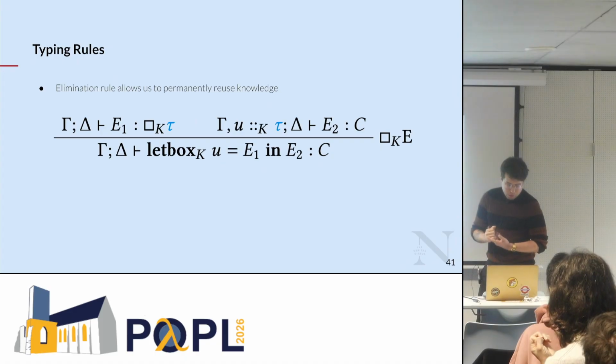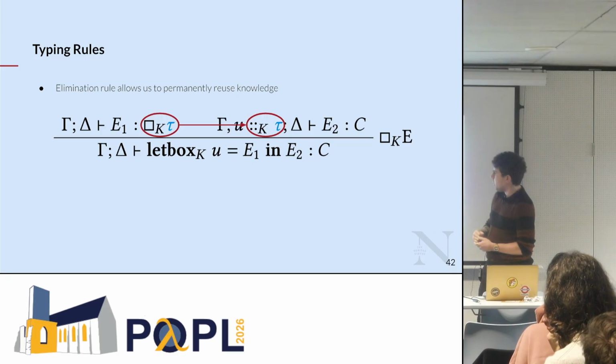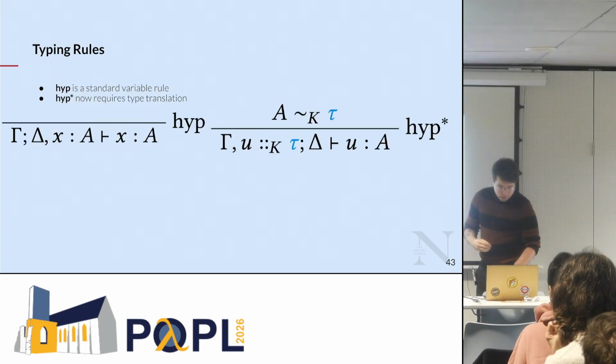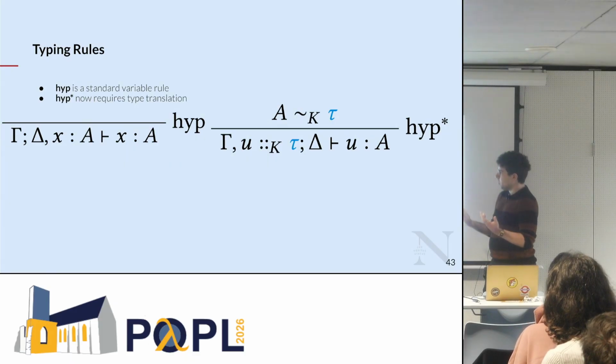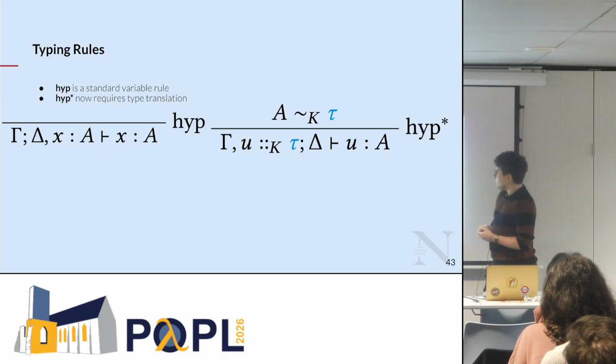The elimination rule allows us to permanently reuse knowledge. If I have box K of tau, then I can continue on with K knows tau. And then our variable rules are here. The one on the left is a standard variable rule that you would see from a lambda calculus. And the one on the right now requires types translation. And it's saying if K knows tau, then we can assume A.